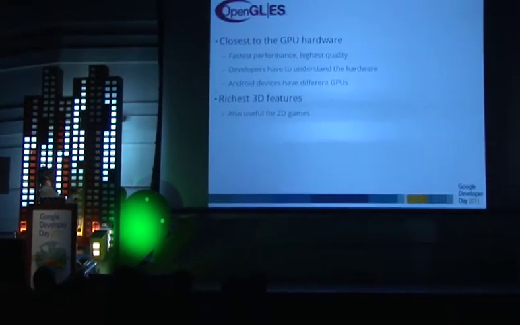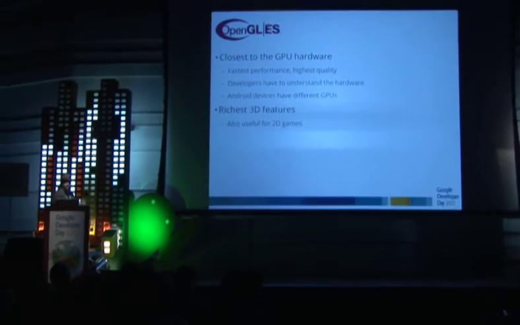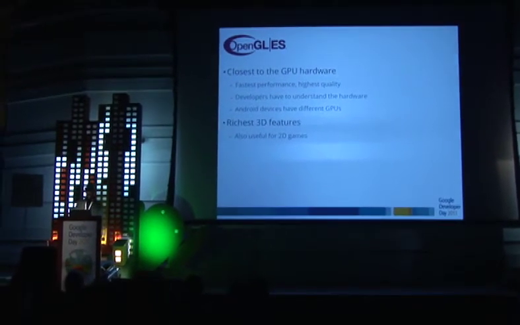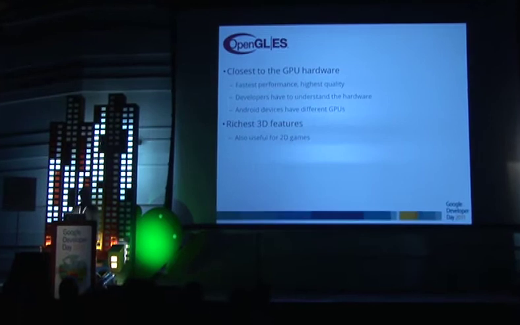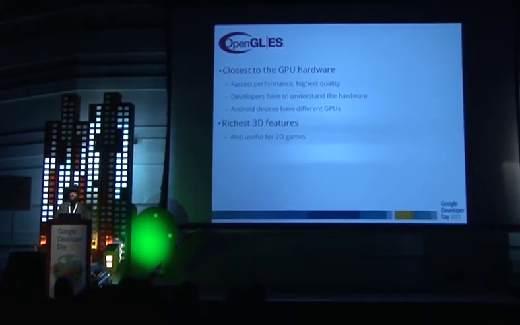OpenGL ES is fast because you get very close to the GPU hardware. It has the highest quality. But the problem is, as a developer, it also doesn't shield you very much from the hardware. You really have to understand how it works. And Android devices have different GPUs as well. So it also means that you have to know a little bit about what's out there in the world of Android. But it's very rich, and it's very good for fast games.